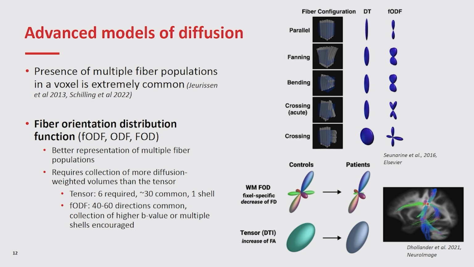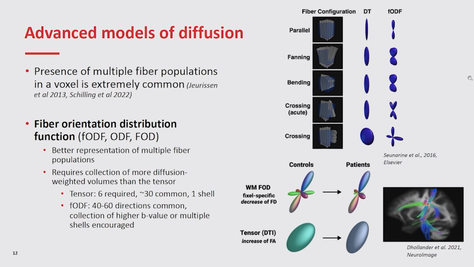The advantage of this model is that instead of all of our fiber orientations and the diffusion along those fibers being lumped together into one ellipsoid, like you can see at the bottom of the screen here, we can have a model that represents diffusion in multiple different orientations. So that's our FODs at the top here. You can see multiple lobes of diffusion in different orientations, and we can presume those are most likely representing different fiber populations in a voxel.